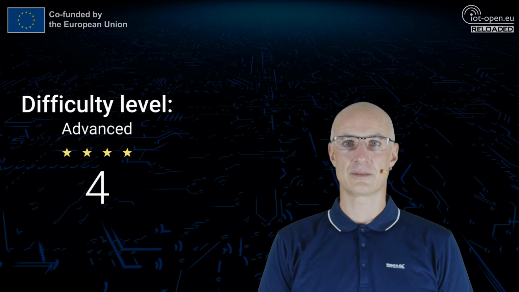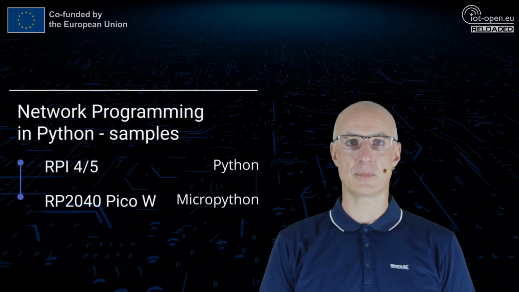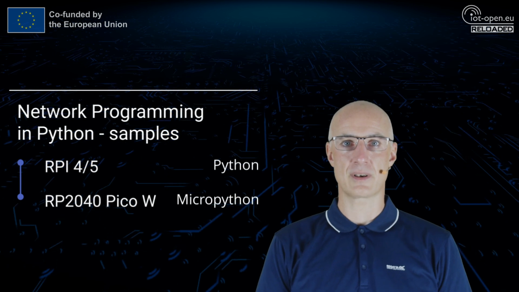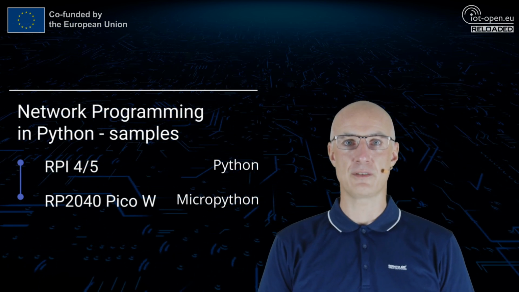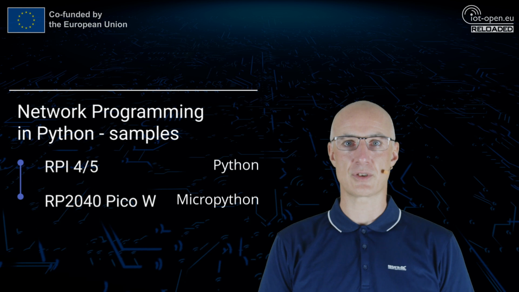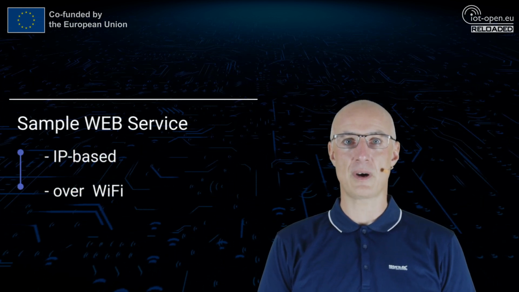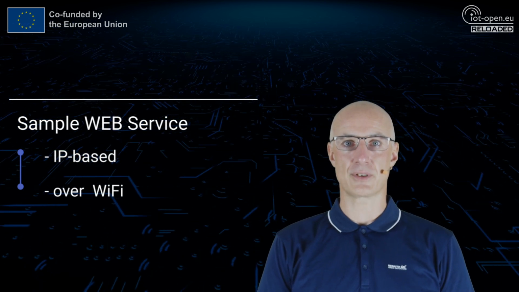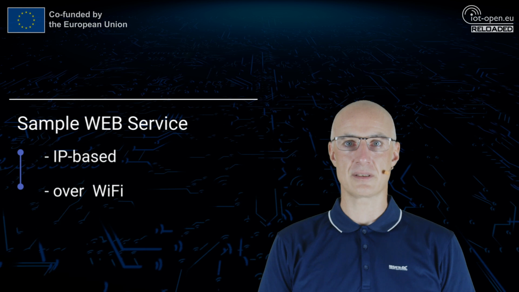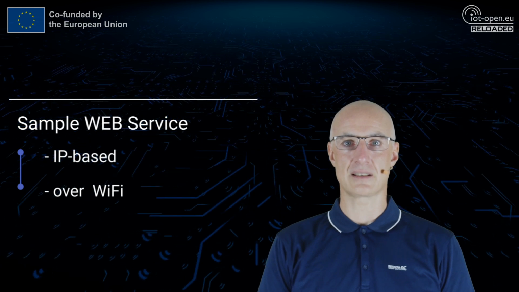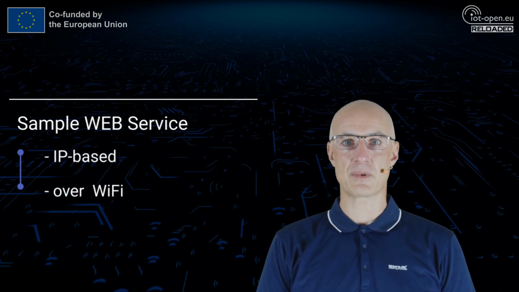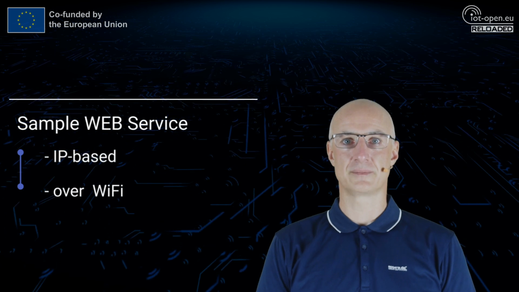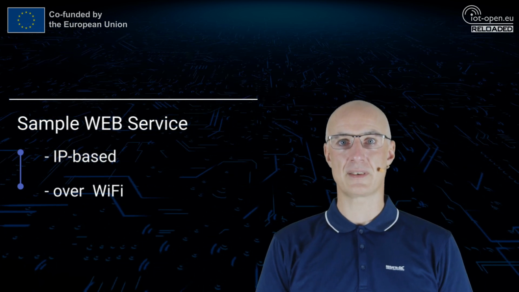In this video, we present an implementation of a simple IP-based service in both Python and MicroPython for Raspberry Pi and RP2040 Pico-W system-on-chip, respectively. IP and, in particular, Wi-Fi connection were selected because other protocols require complex implementation specific to the hardware, and regarding Raspberry, they require external modules. Their programming is vendor-specific.